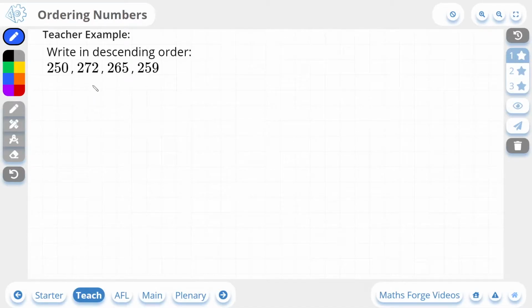In today's lesson, we're going to be ordering numbers. So let's take a look at this one-star example. Write in descending order. So descending means largest first, smallest last. So how do we do this?